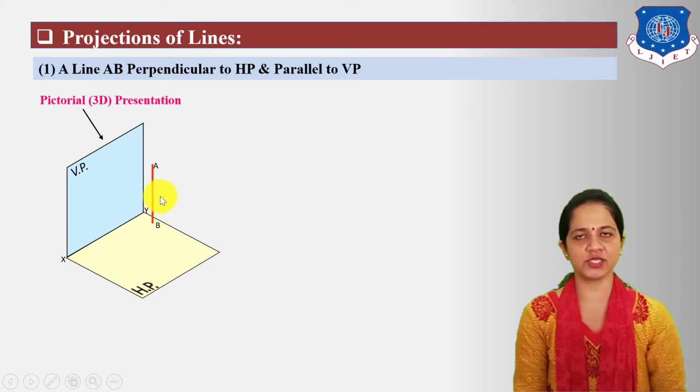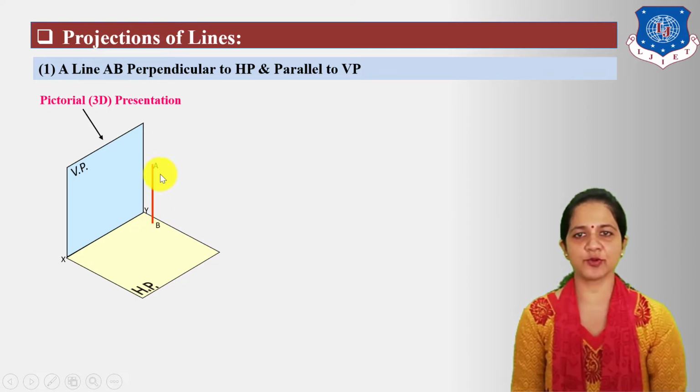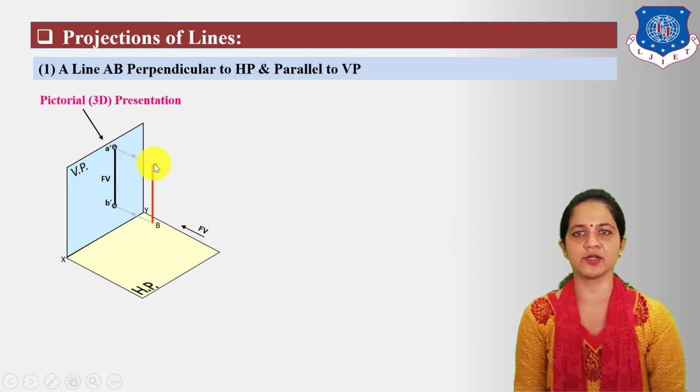Next, take projection from front and top direction of this given line AB. When we take projection of this given line from front direction, we get its front view on vertical plane A dash B dash, and it is a vertical straight line parallel to given line AB, and the length of front view is equal to the given line AB.